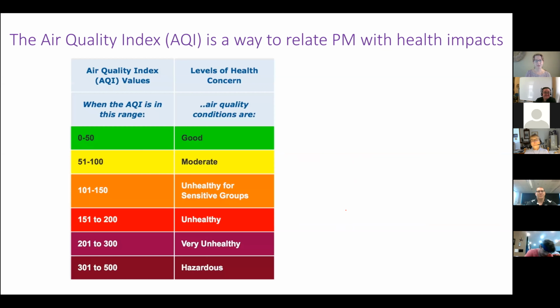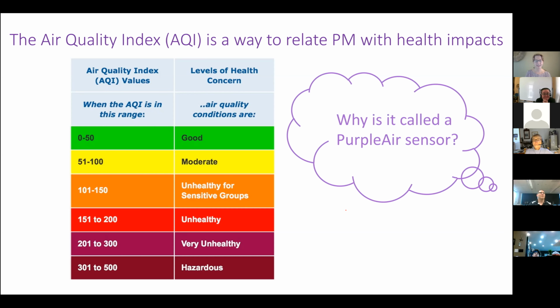So a way that we can start to correlate the amount of particulate matter with a health impact is with something called the air quality index, or the AQI. So with this, you take a concentration of particulate matter and you convert it into an AQI score, and then specific ranges of the AQI will correspond with specific air quality conditions, ranging from good all the way to hazardous. If you recall, I said we were going to be talking about something called PurpleAir sensors, and this is actually where the name for the PurpleAir sensor comes from, because this designation for very unhealthy air is coded as purple.